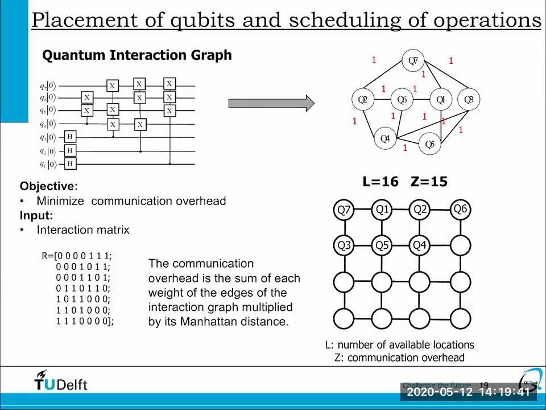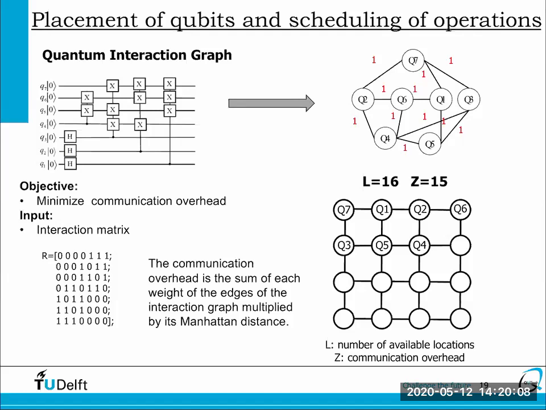So there is an edge between the qubits only if they need to interact, and the numbers on the edges are the number of times of the interaction that they have. So how many CNOTs they perform between them. As I say, the main objective of the initial placement is to minimize the communication overhead. Or in other words, you want to place the qubits in a way that they can all interact and they don't need to be moved.